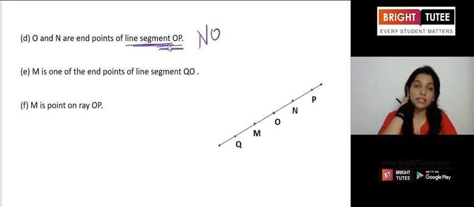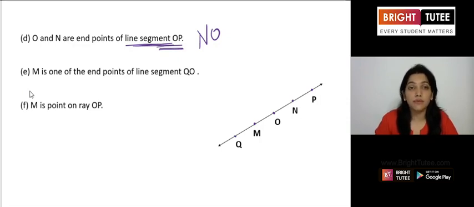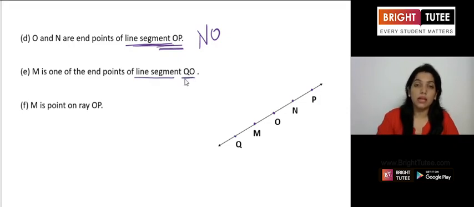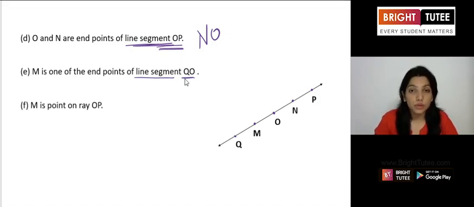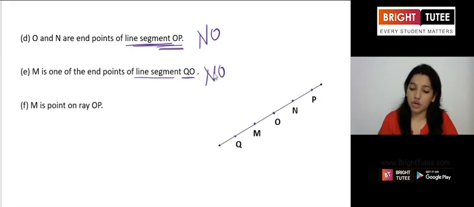Okay. Now let's move to the E part. M is one of the endpoints of the line segment QO. A similar kind of question. They are saying line segment OQ. So what are the endpoints of line segment OQ? The endpoints are Q and O. So do you think that M is one of the endpoints? I'm sure you know that the answer is a big no. M is not the endpoint of the line segment QO.